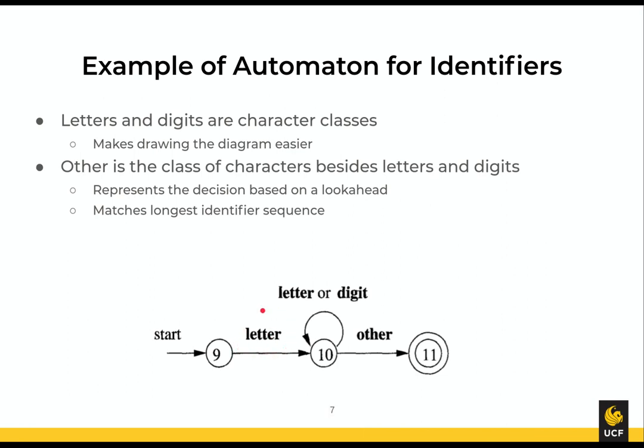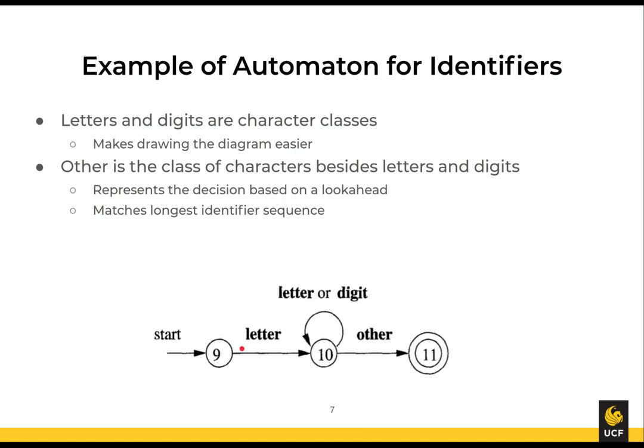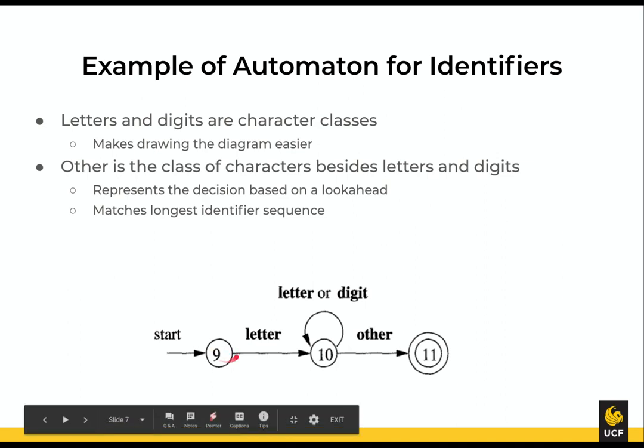For instance, in our turnstile, the coin causes the state transition from locked to unlocked. In this case, if we're trying to lex an identifier in our language, then seeing a letter will transition us to the next state. The reason this models a regular language is because our regular expression says an identifier has to start with a letter, and then it can be any number of letters or digits. So this state machine models that exactly.